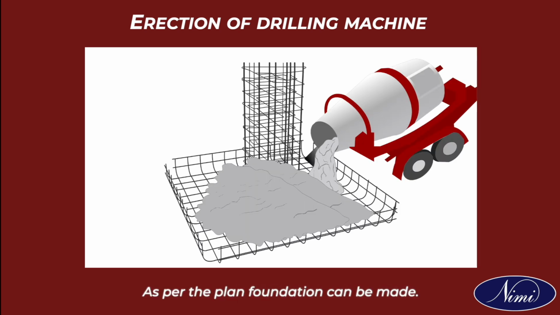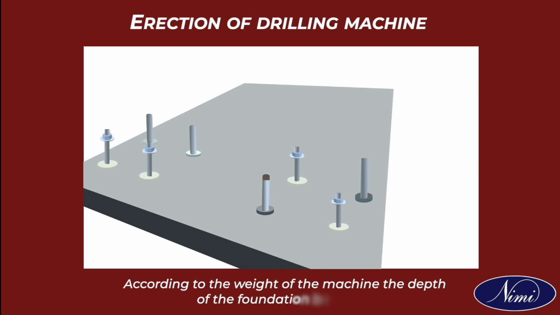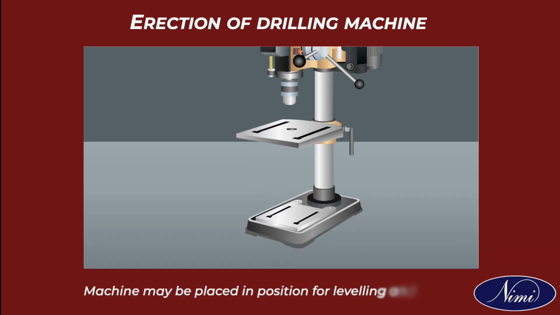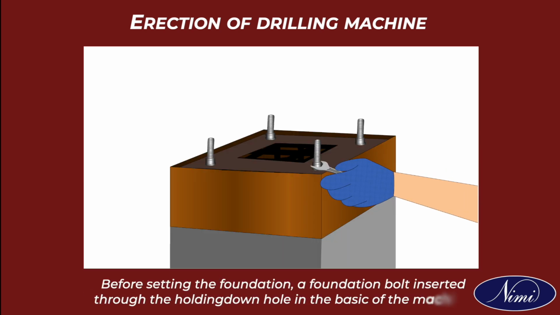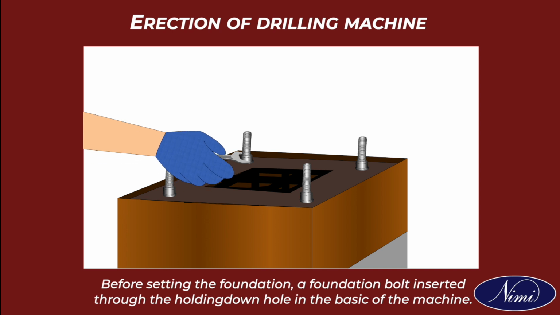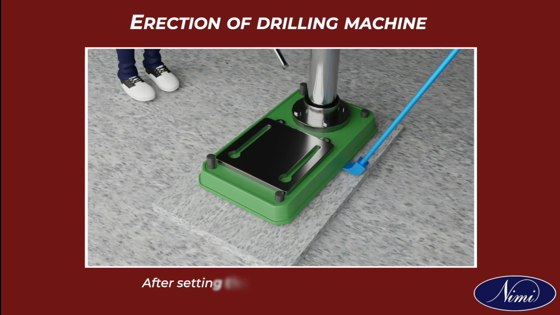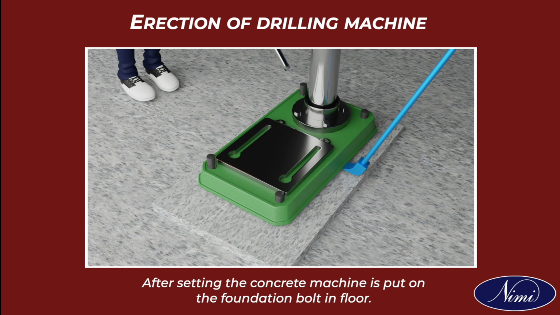As per the plan, the foundation can be made. Insert the holding down bolt before the foundation is set down. According to the weight of the machine, the depth of the foundation should be made. The machine may be placed in position for leveling and aligning. Before setting the foundation, a foundation bolt is inserted through the holding down hole in the base of the machine. After setting the concrete, the machine is put on the foundation bolt in the floor.